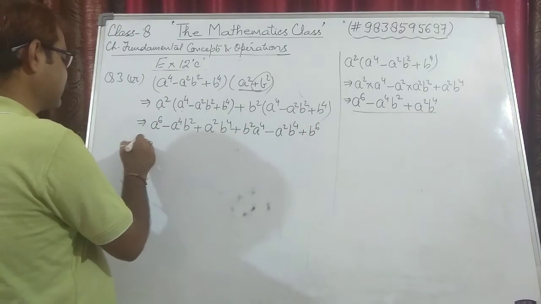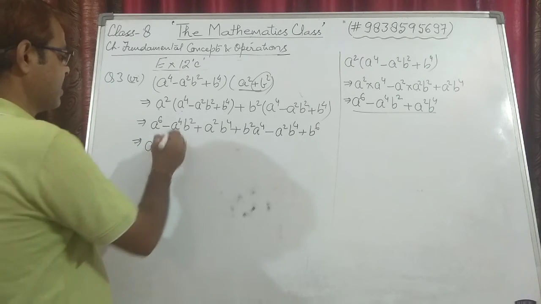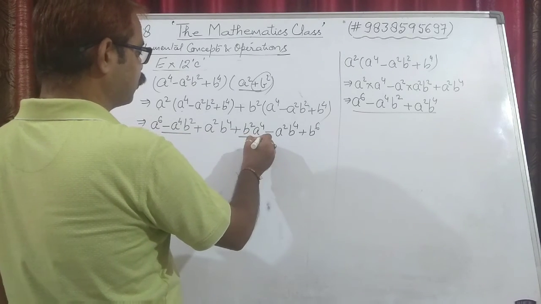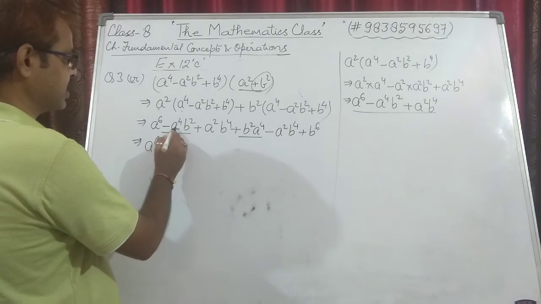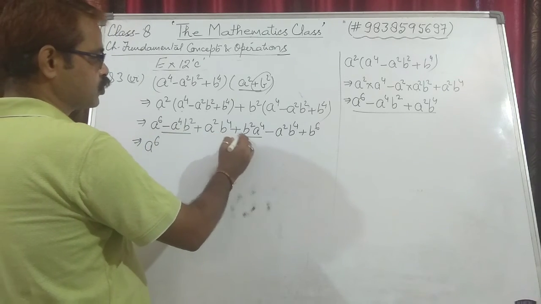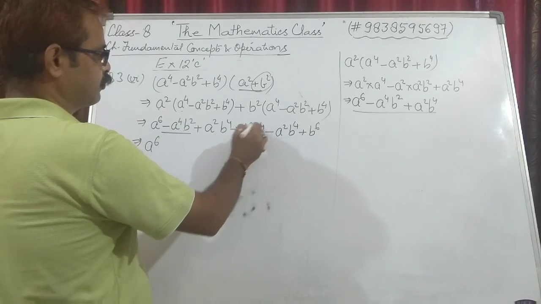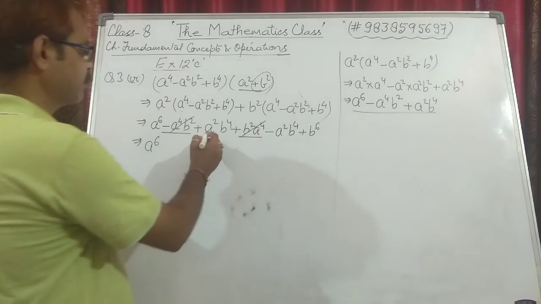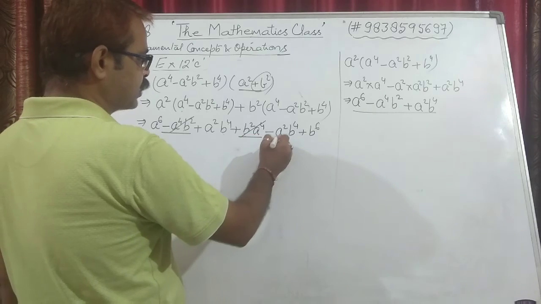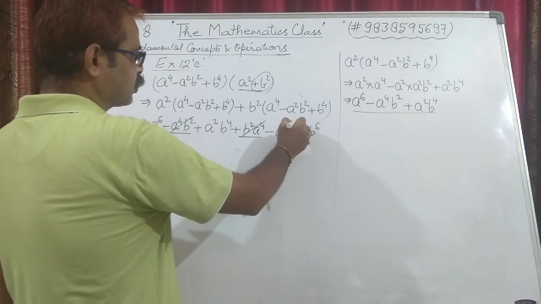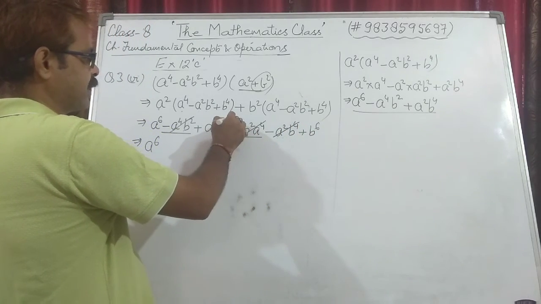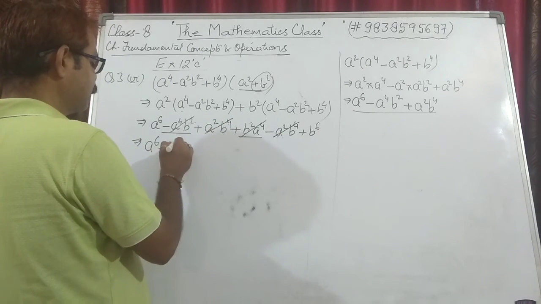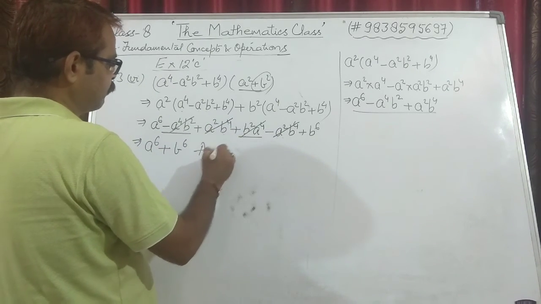Now we will find out the like terms. So first a to the power 6 will be there. Now minus a to the power 4 b square and a to the power 4 b square. You can see this is minus a to the power 4 b square. This term is also, but it is of plus a to the power 4 b square. So positive and negative cancelled. Nothing is left. Similarly, a square b to the power 4 and minus a square b to the power 4, both of those terms are equal and of opposite sign, so they will cancel. So what is left? A to the power 6 plus b to the power 6, and that is the final value.